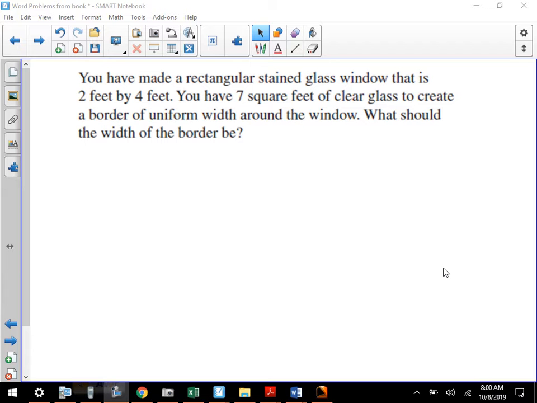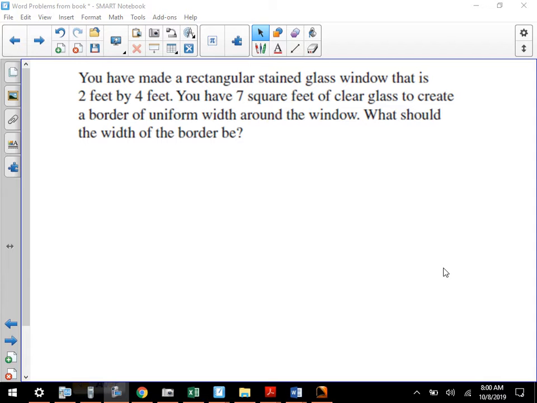You have a rectangular stained glass window that's 2 feet by 4 feet. You have 7 square feet of clear glass to create a border of uniform width around the window. What should the width of the border be? What does uniform width mean? Yeah, just like you guys were saying, it's the same width all the way around.